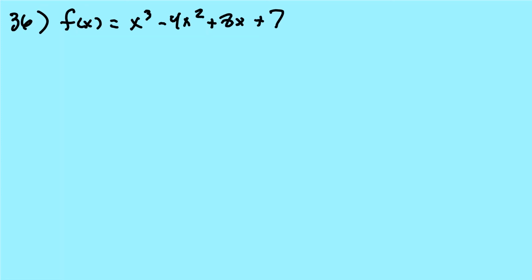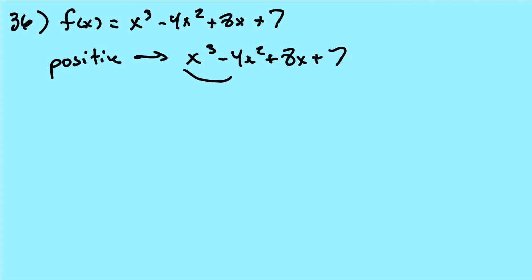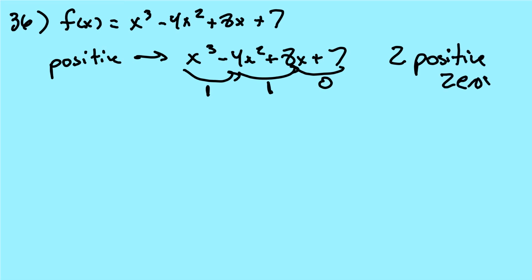Alright, so 36, we're going to do the same exact thing. I say f of x, so the positive, I don't change anything. So I have x cubed minus 4x squared plus 8x plus 7. Positive to a negative, that's 1. Negative to a positive, that's another 1. Positive with positive, that's not 1. So I have 2 positive solutions, or 2 positive zeros.